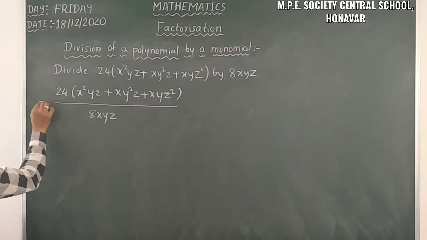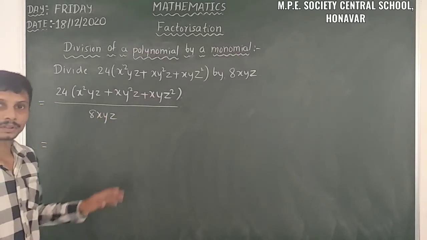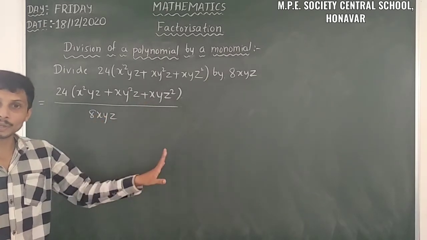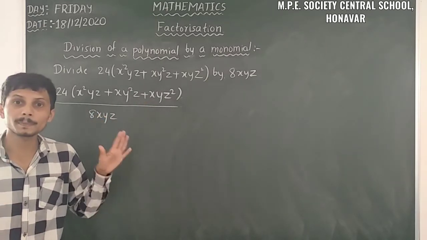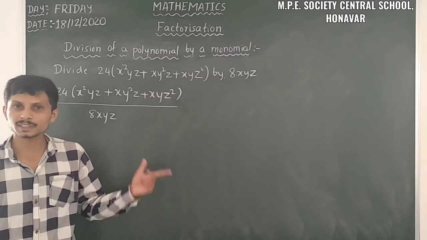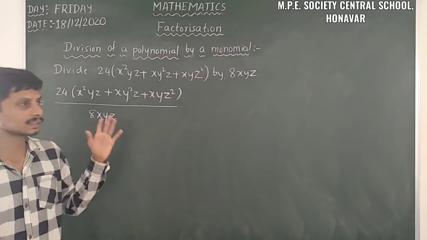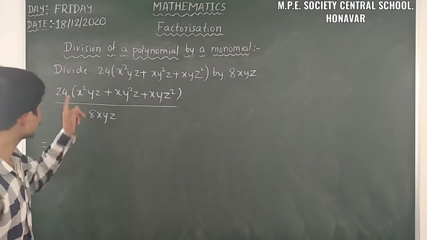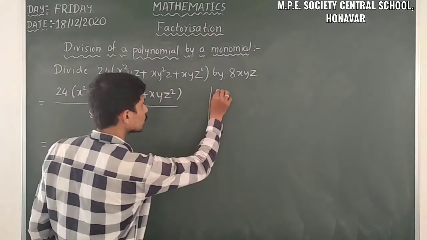So then we have to take all the terms and express them in the form of a product of irreducible terms. Firstly, its initial part is the same. So let us take that one. How to take that one? Here we have 24, so let's factorize 24.